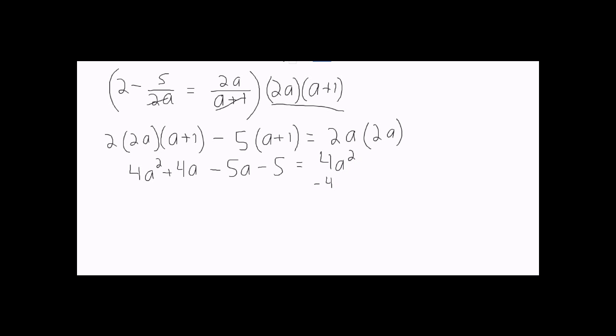Now we're going to subtract off this 4a squared on the side. And what that gives us is 4a minus 5a minus 5 equals 0, which says negative a is equal to positive 5. You can simplify that down, which means a is negative 5. There you go.